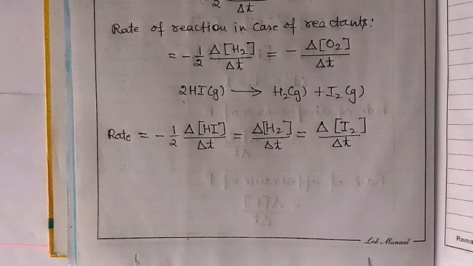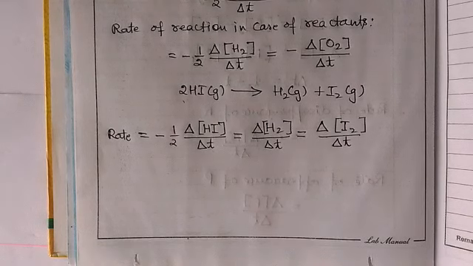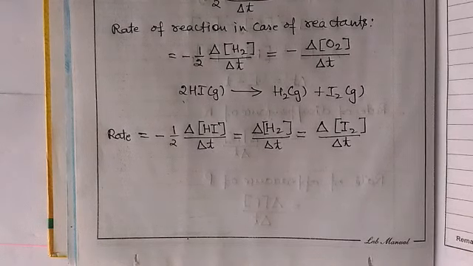For a gaseous reaction at constant temperature, concentration is directly proportional to the partial pressure of a species, and hence rate can also be expressed as rate of change in partial pressure of the reactant or the product. So we have to keep this in mind in case of gases.